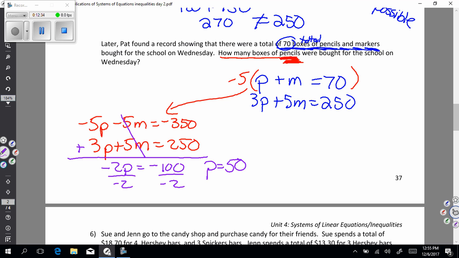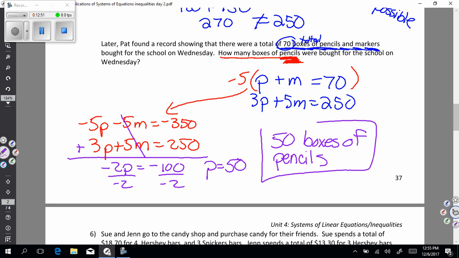When they're asking you a question in words, you should always answer in words. So how many boxes of pencils were bought for the school on Wednesday? 50 boxes of pencils. I think the rest you're probably going to do on your own.